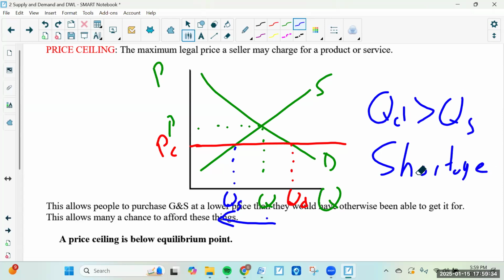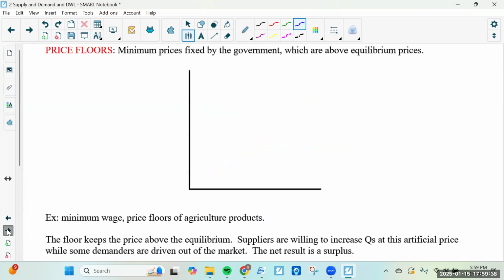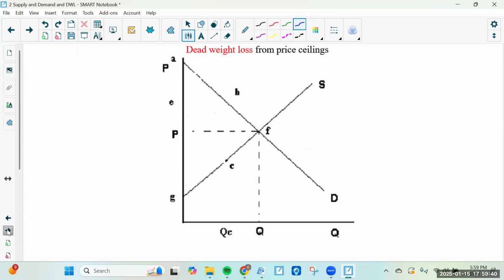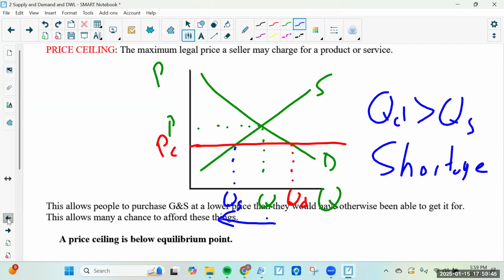It is 6 o'clock. I have to stop here. I will pick it up next week here with floors. Okay. And then I'm going to talk about deadweight loss and another important thing. And we'll continue on with the next part of this unit.